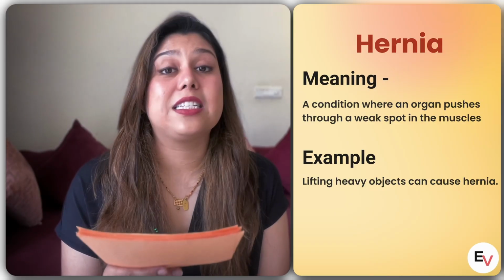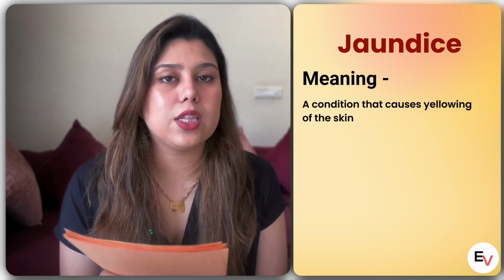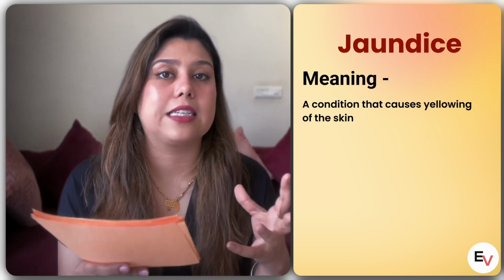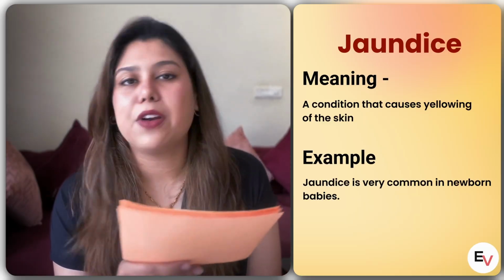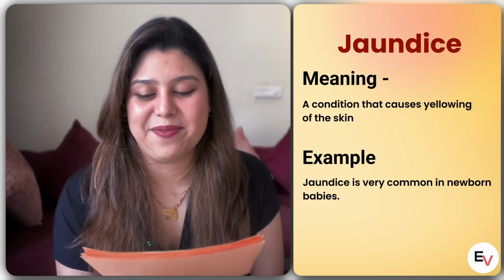Moving on to your 16th word, jaundice. Repeat after me, jaundice. It means a condition that causes yellowing of the skin. Now let's frame a sentence with this word. Jaundice is very common in newborn babies.